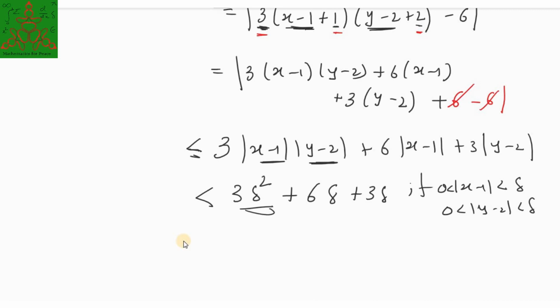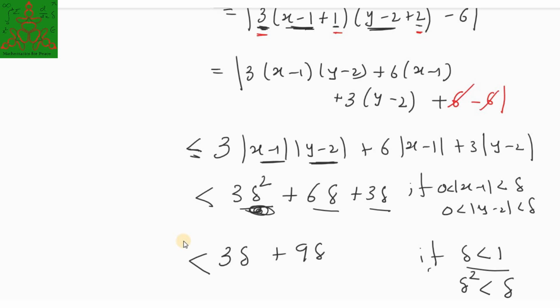So that delta square you need to remove, or convert into delta. For that, I am taking delta less than 1. If delta is less than 1, we can say that delta square is smaller than delta. So we can write 3 delta square as 3 delta, plus 6 delta, plus 3 delta is 9 delta. This condition is true if delta is less than 1.